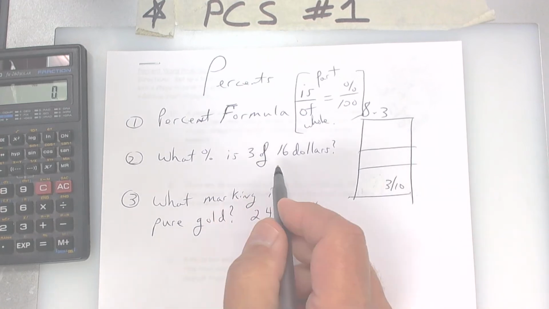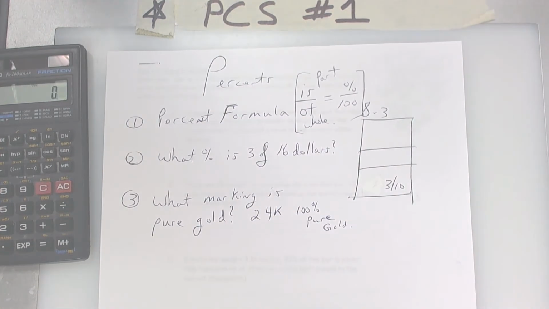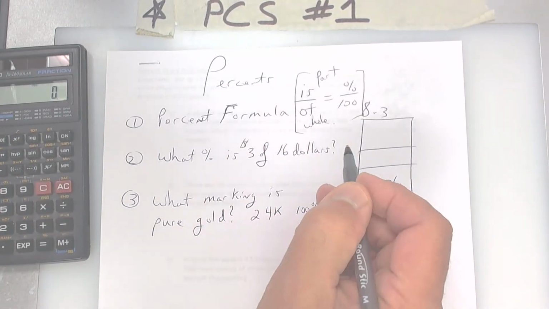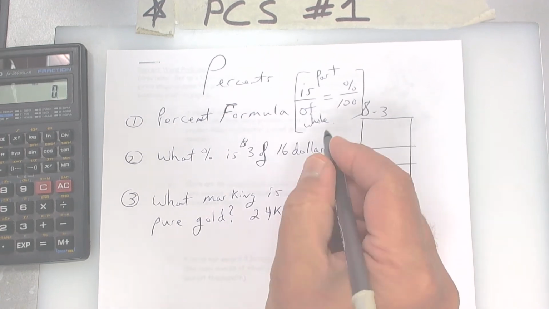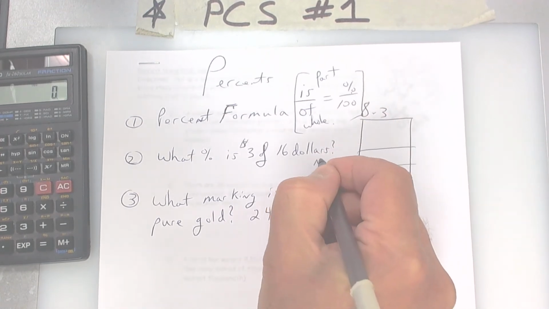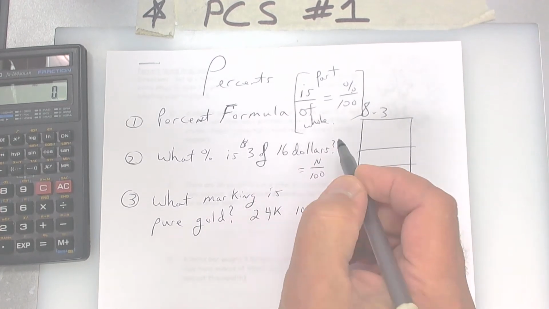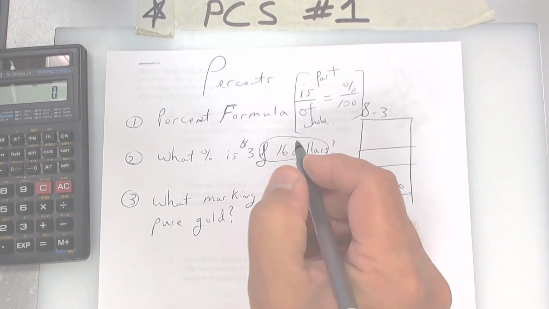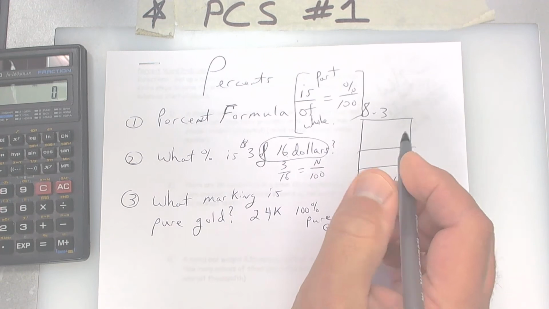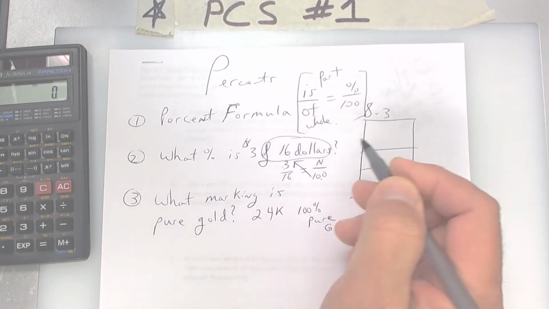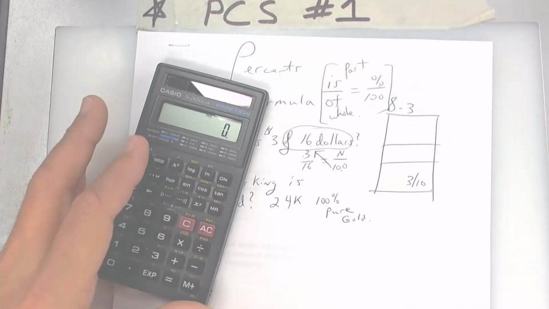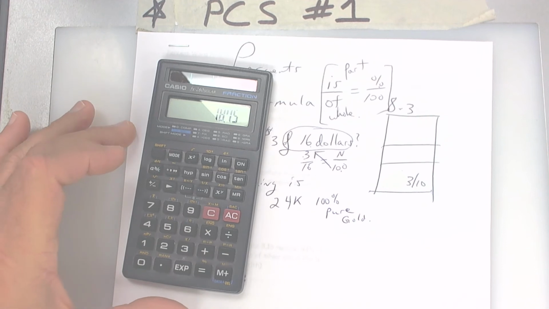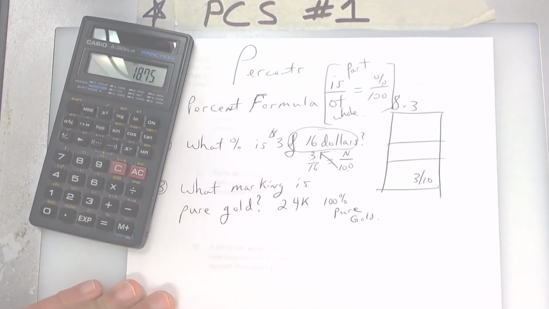Okay, and what percent is, well, let's work this one, $3 of $16. Well, we don't know the percent, so you're going to put N over 100 or X over 100 equals. The of is the whole amount, which is $16, and the is the part, which is 3. So you're going to multiply 100 times 3, you get 300 divided by 16. And this gives you your percent. It's 18.75%.